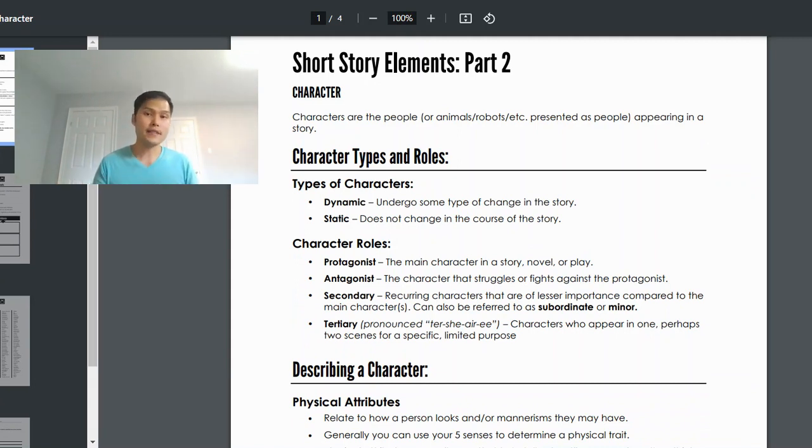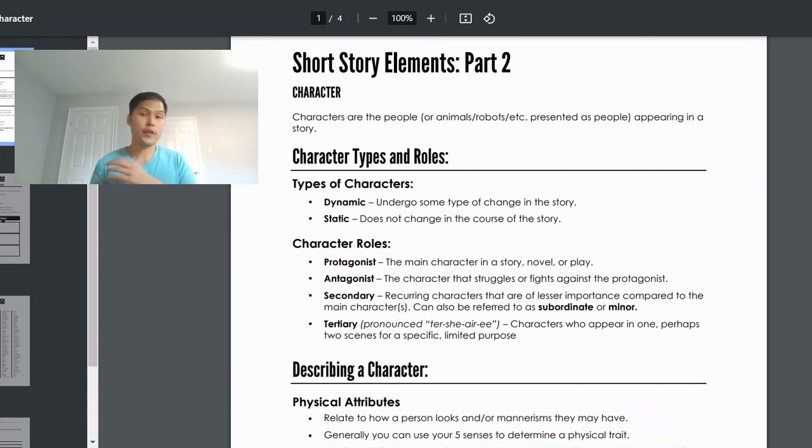And the antagonist, the character that struggles or fights against the protagonist, can actually be the good person. So it can be the cop. Okay? So please understand that protagonist and antagonist do not mean that they are good or bad. Protagonist means the main character, antagonist means the character that goes against the protagonist.